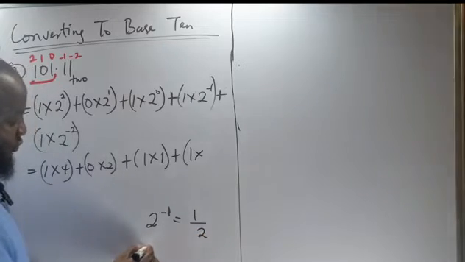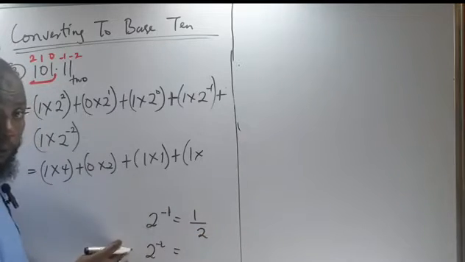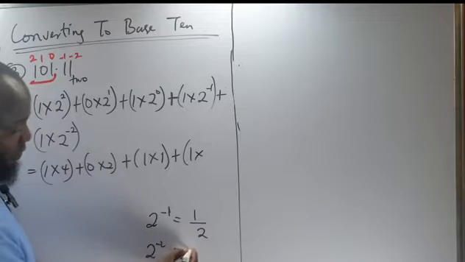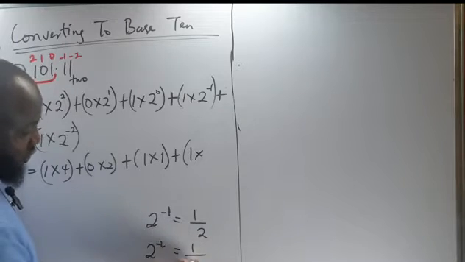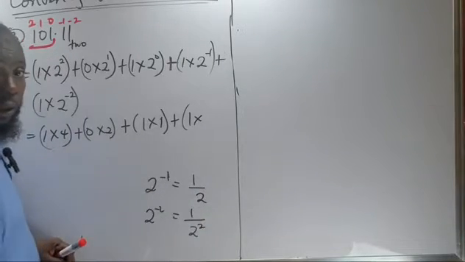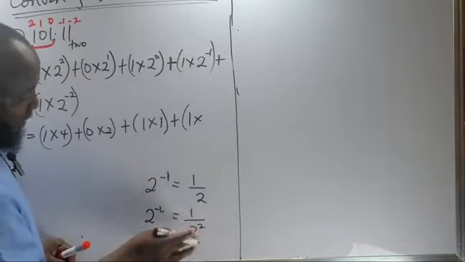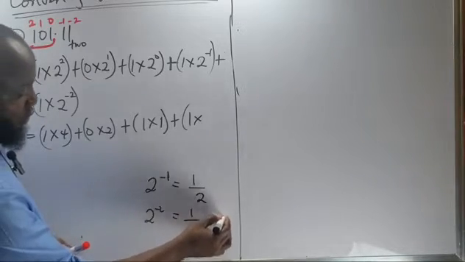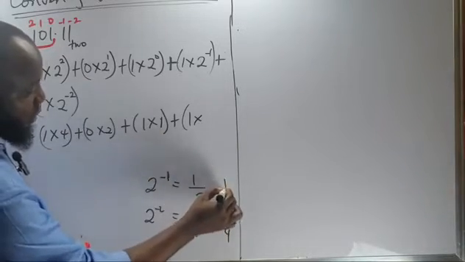So if I have 2 raised by minus 2 here, this is what will happen. This minus will change to 1 over. Then 2 raised by what? 2. Right? So that means we're going to have the two different things. So this will be 1 all over 4. This will be 1 all over 2.